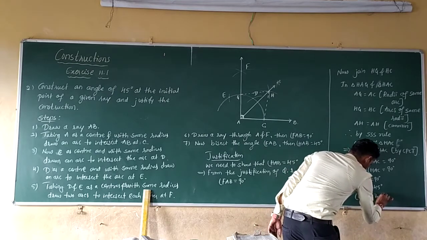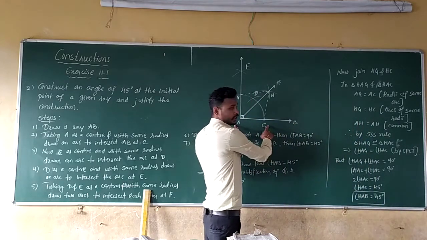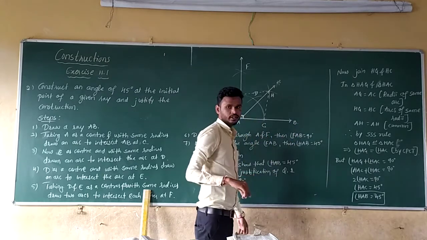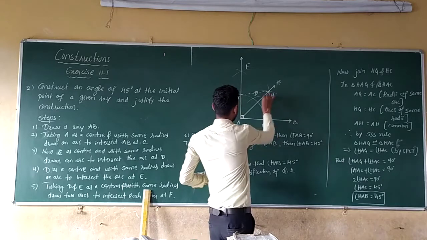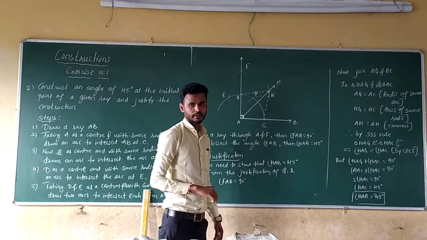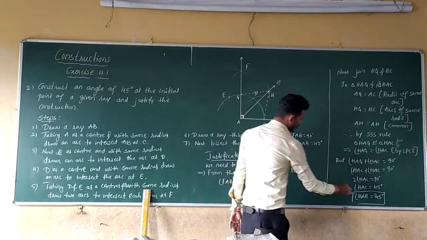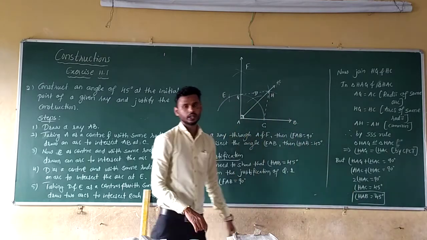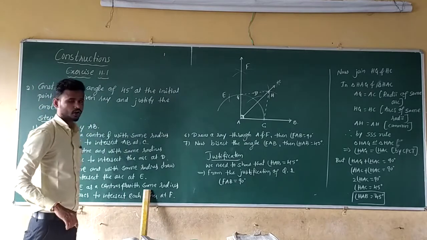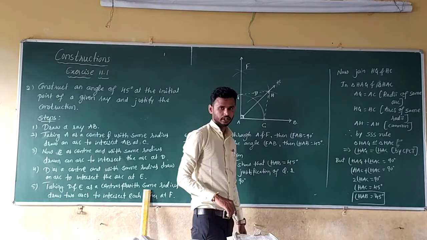which is equal to 45 degrees. Here we have extended AC to AB, but the angle won't change. So HAC is the same as HAB. The angle should be the same only. Therefore, HAB equals 45 degrees. This is the justification of 45 degrees. And this is about the construction of 45 degrees and justification of 45 degrees.